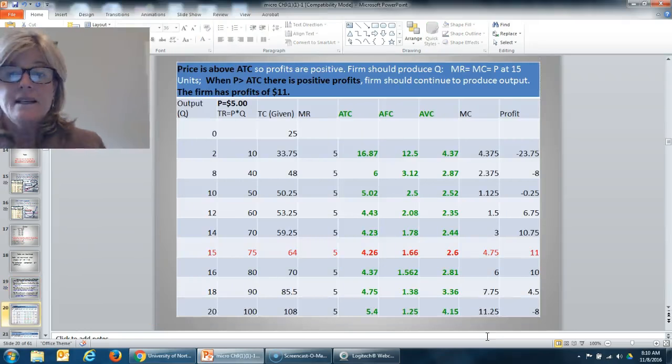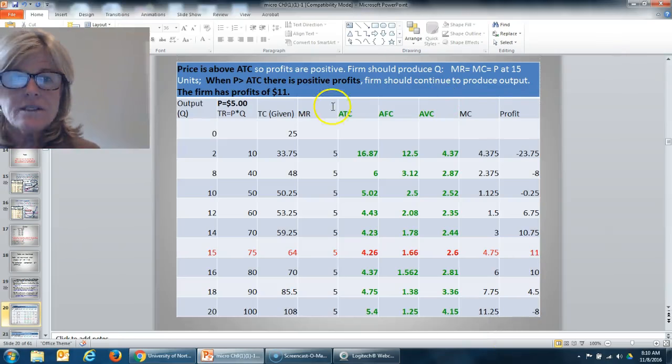All right, so let's apply these rules. Where is price relative to average variable and average total? First, we find Q star. Notice, at this one, my price is $5. I'm going to change prices here over the next few graphical representations, but in this case, things look pretty good. Price is $5. We have an output.